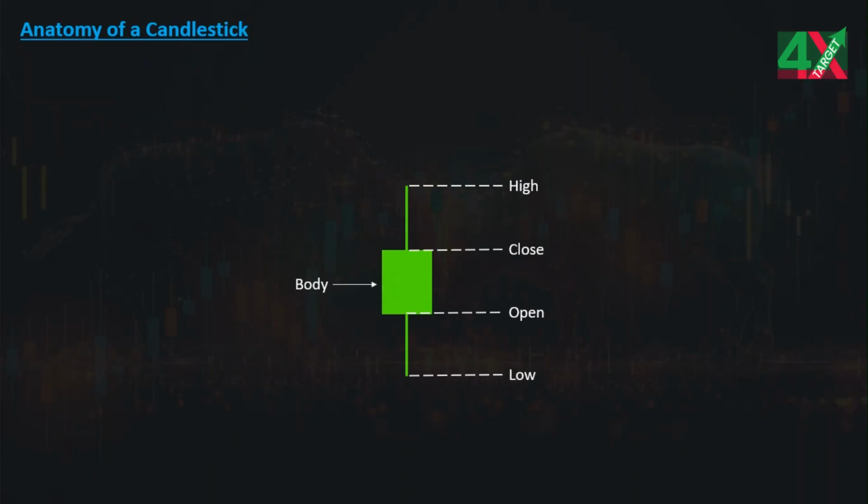The area between the open and close is the body, while the thin lines above or below are the wicks, or shadows. Though simple in appearance, each candlestick carries valuable information about market sentiment, momentum, and potential price direction.